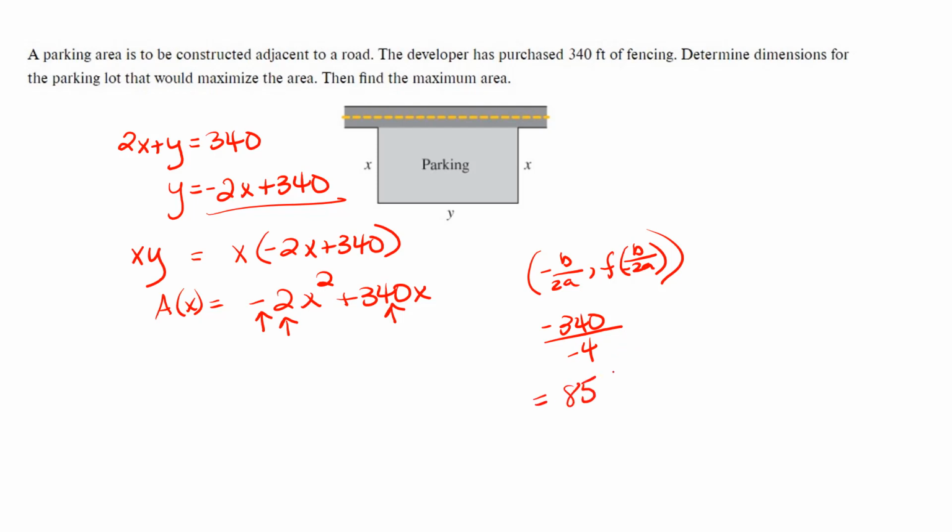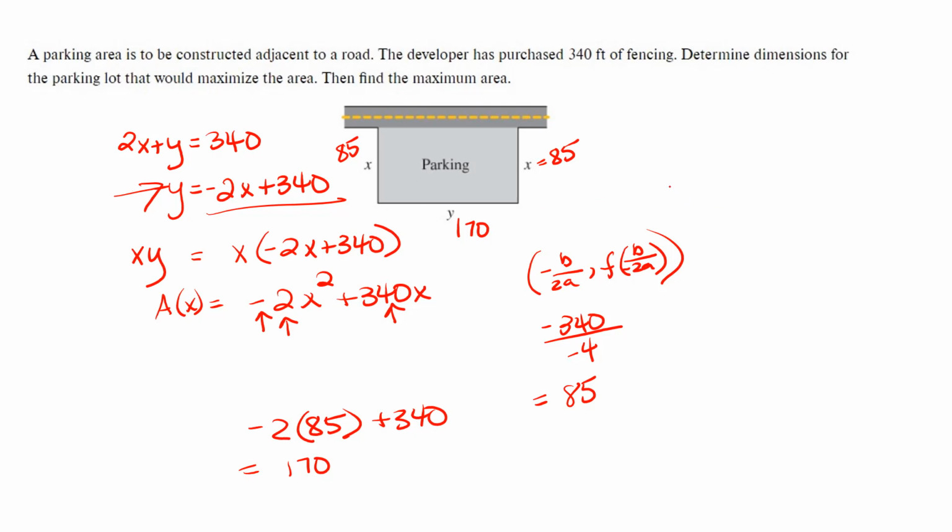Now that is the x. So x has to be 85, and we can figure out what y is by plugging 85 back into the function, or we can just go back here and plug it in here. So that would be negative 2 times 85 plus 340, and that would be 340 minus 170, which is 170. So if x is 85 and y is 170, and this other x is 85, then these are the dimensions of the parking lot that would maximize the space.